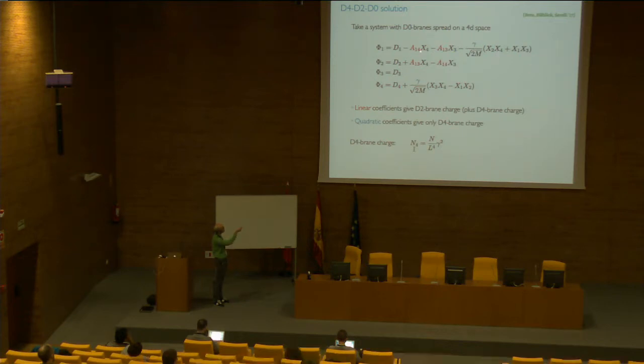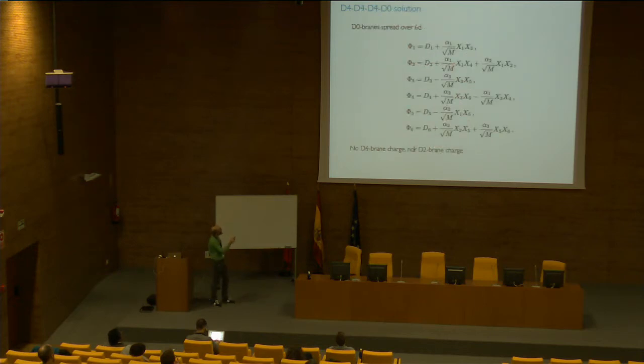You have this solution. If you look at the linear coefficients in the X, these only give the D2 brane charge and some D4 brane charge. And the quadratic ones give only D4 brane charge. So eventually we only look for solutions with only D4 brane charge. These are the kind of terms we are more interested in. And if you set to 0 all the linear coefficients, you can also find the number of D4 branes in this model.